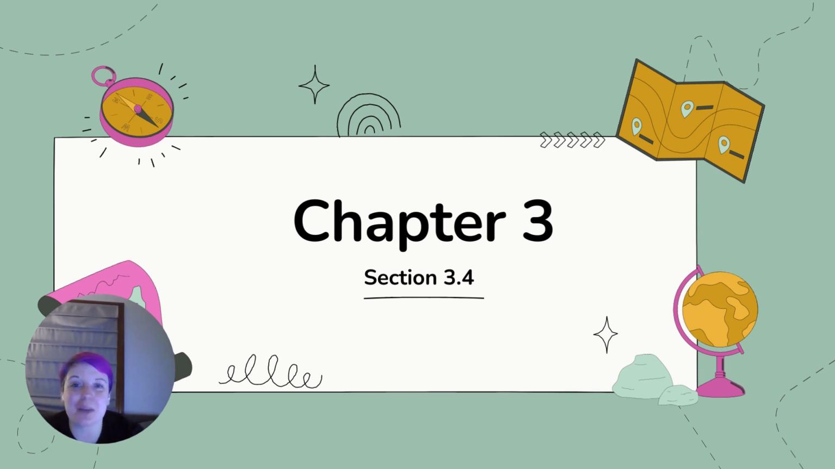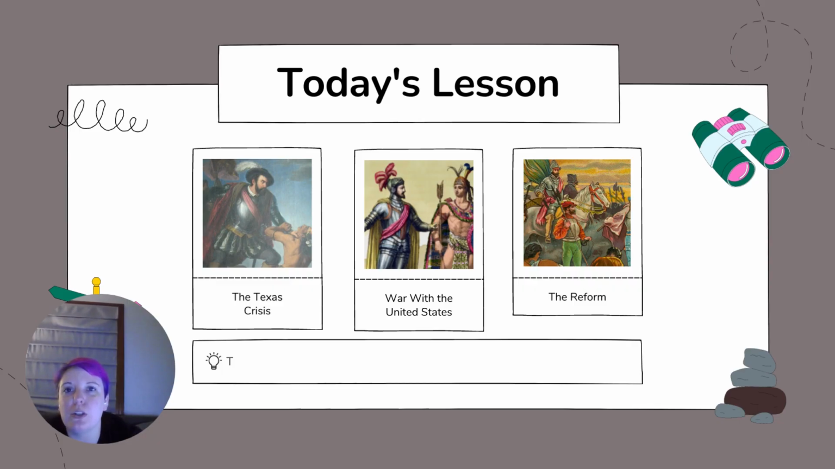Today we're going to look at Chapter 3, Section 3.4, and we are getting really close to wrapping up our learning on North America. So today's lesson is going to focus on the conflicts between Texas and Mexico, including the United States. So we're first going to look at the Texas Revolution, and then war with the United States, and then finally the reform of Mexico. That then will continue into the next section. Our main idea for this section is that as a result of the U.S.-Mexican War, Mexico lost some territory to the United States.